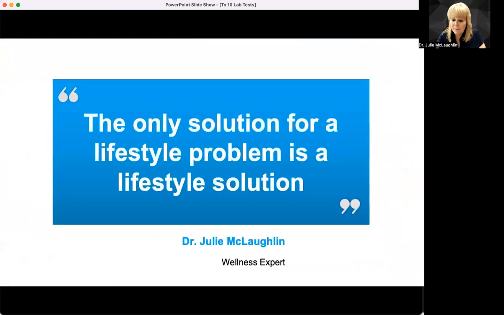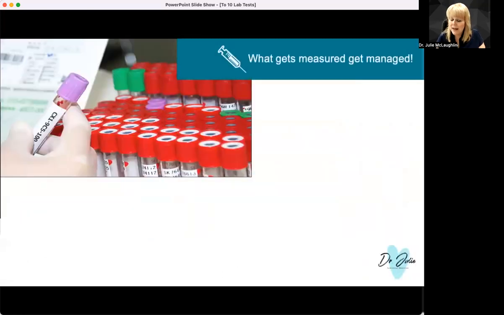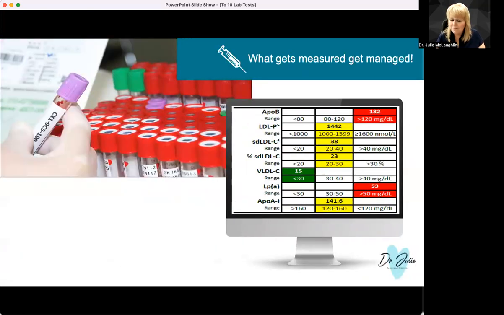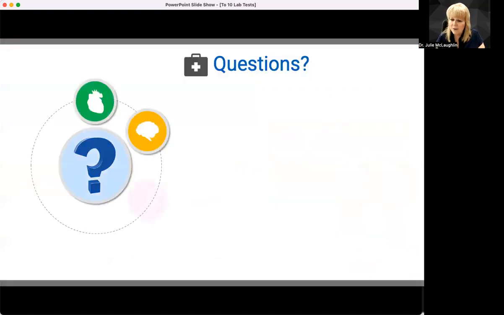Remember, the only solution for a lifestyle problem is a lifestyle solution. We will make sure we look at those advanced markers next time, because what gets measured gets managed.